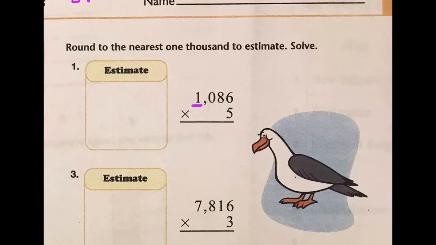That's this place right here. So that means we need to look at this next number. We know that if it's 5 or higher, we estimate up. This happens to be a 0. So what do you think it is? Do you think it'll be 1,000 or 2,000? You're right. We're going to estimate 1,000. All right, and then we are going to multiply that times 5.